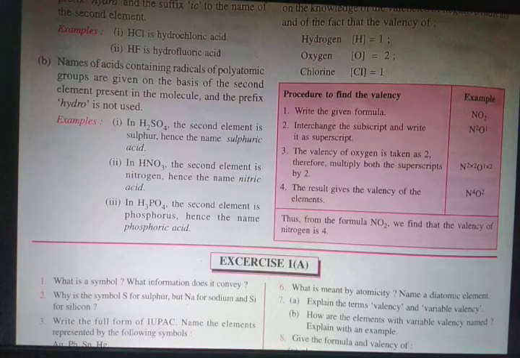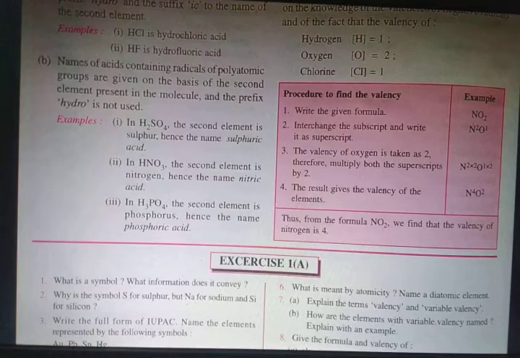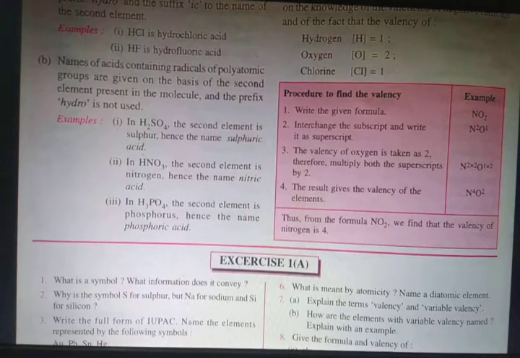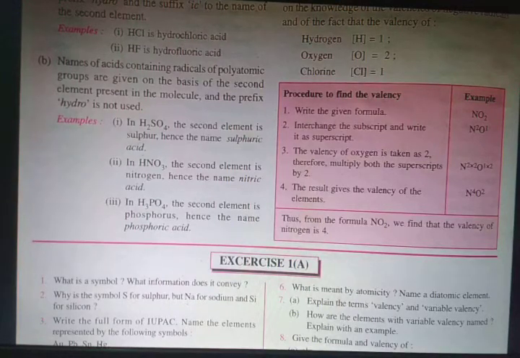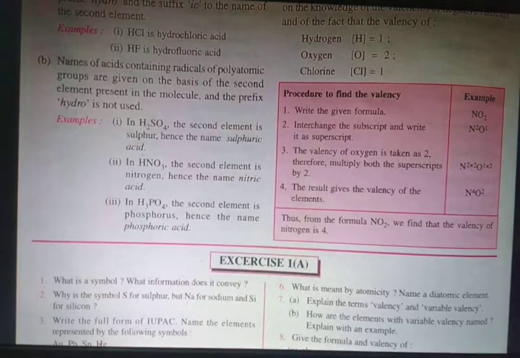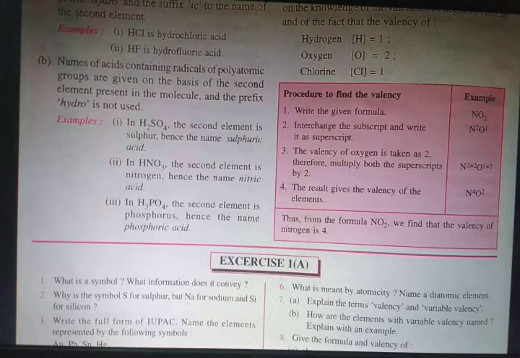You can just write this definition down, and along with that, definitely you have to give examples. Since you're writing the definition of a symbol, you have to give examples of symbols. It can be an elemental symbol, or a symbol of a particular compound. So the symbol along with the definition makes up the complete answer.